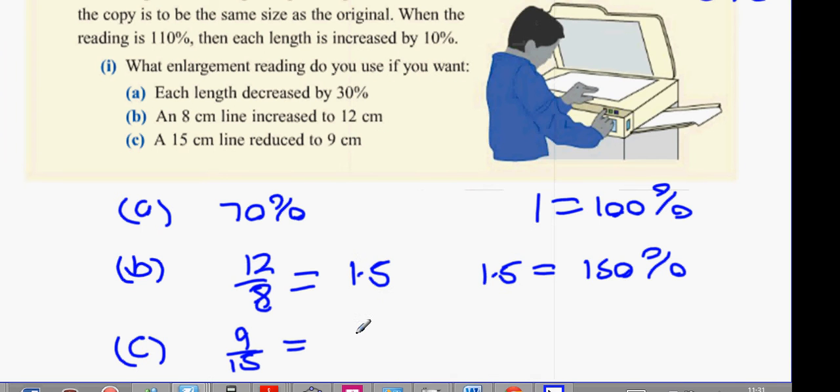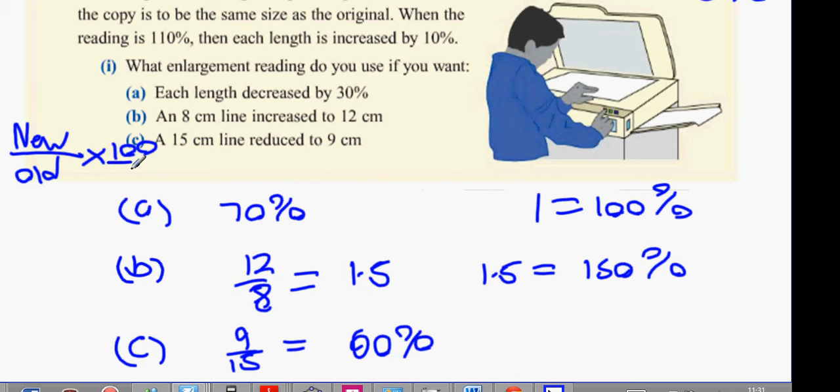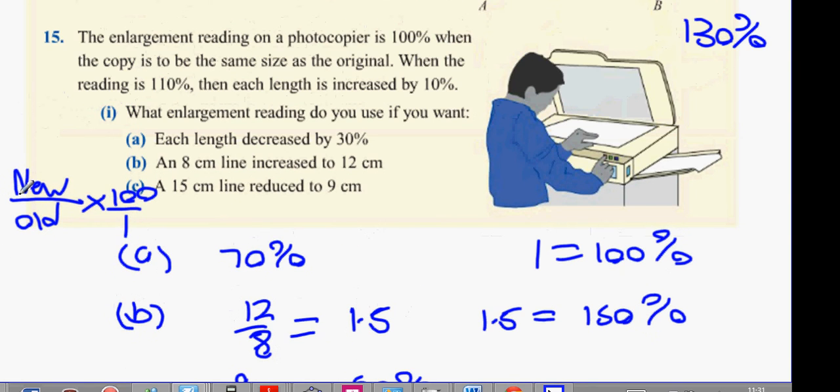Now guys, the confusion will come in here, Keane, okay? The confusion is, it's always the new size divided by the old multiplied by 100 over 1. You might want to make a note of that in pencil. New divided by old multiplied by 100 over 1. Okay? Next one.